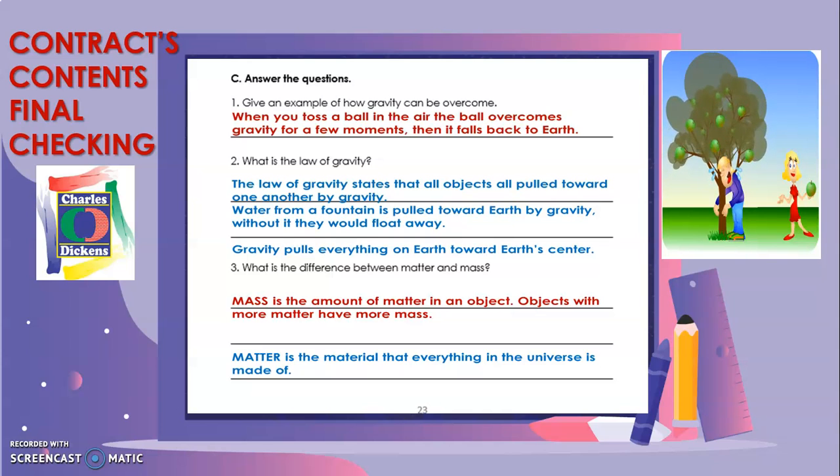All right? Number 3, Eva, good morning. How are you? Can you please read number 2? Number 2. What is the law of gravity? I've just said it, but let's read it again, Eva. The law of gravity states that all objects are pulled toward one another by gravity. Water from a fountain is pulled toward Earth by gravity. Without it, they would float away. Gravity pulls everything on Earth towards Earth's center, right? We had the example of the apple.